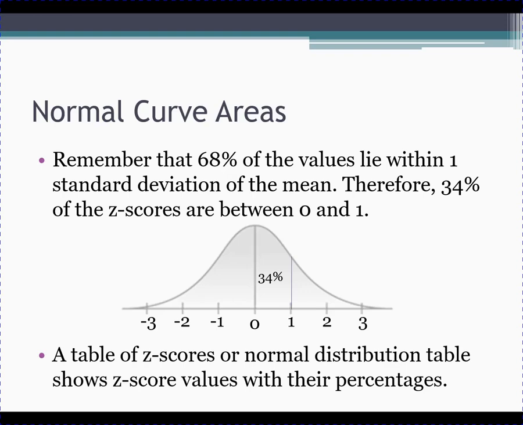There's a table, which we'll look at in a second, called the z-score or normal distribution table. It shows the z-score value with their percentages. We often talk about percentages. Standardized tests are a big one, where we talk about percentages and where you might lie compared to the rest of the people that take it.